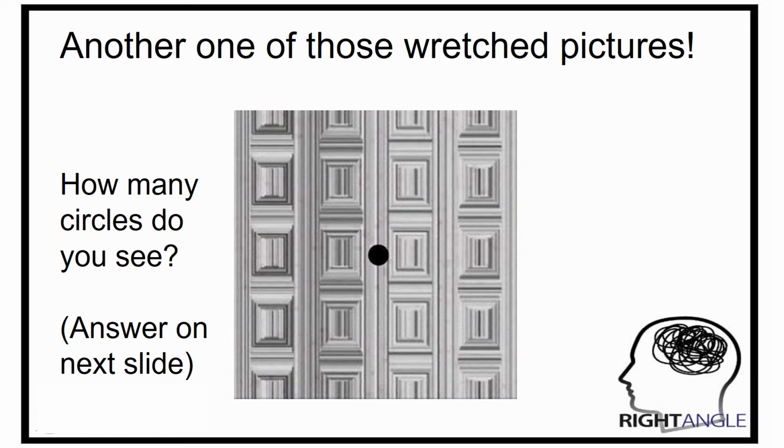By popular request, I've popped in another one of these, what I call wretched pictures, for you to have a look at. What I'm going to ask you to do is to look at that picture and see how many circles you can see. The reason that we've put this in here is because psychopaths see the world differently to whatever normal people are. The answer's on the next slide.